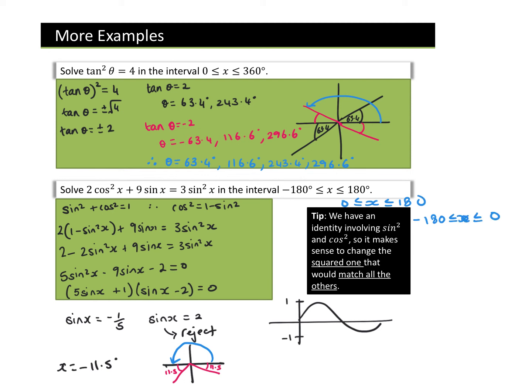So if I go backwards, this is going to be negative 11.5. And then if I carry on, I'm going to have negative 180 plus 11.5, which is negative 168.5. So remember, I'm figuring out this angle here, which is 168.5. And then if I carry on, I'm going to stop. This is my negative 180. So I have a total of 2 angles. So x equals negative 11.5 or x equals negative 168.5.